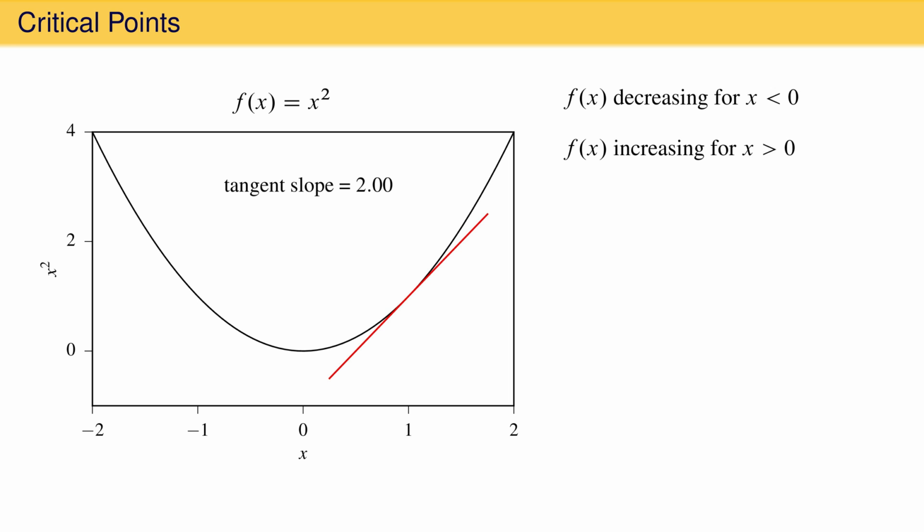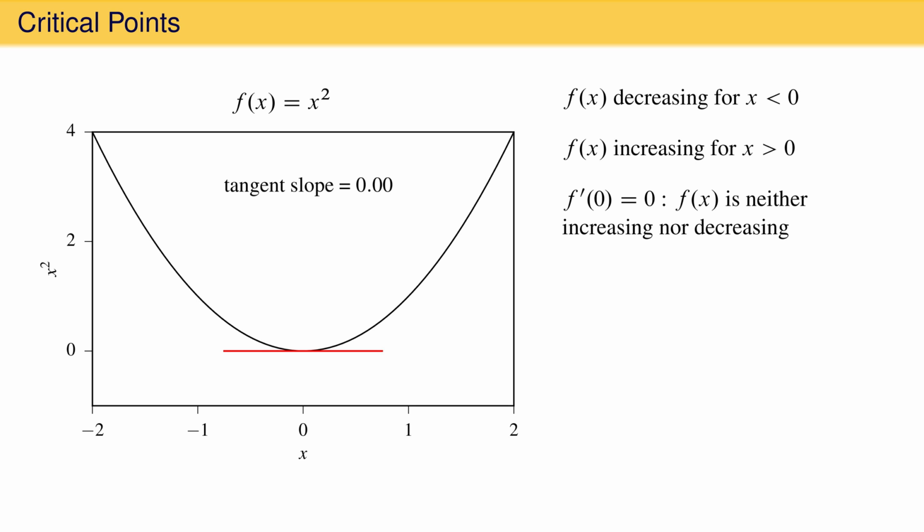Between these two adjacent intervals at x equals 0, the slope of the straight line tangent to x squared goes to 0, which means the derivative is 0 at x equals 0. This is the value of x at which the function changes from decreasing on the left to increasing on the right. At this one point where these two regions meet, the function is neither increasing nor decreasing.